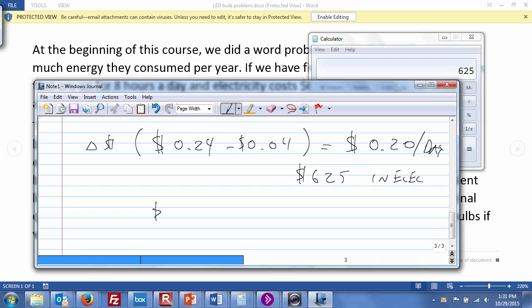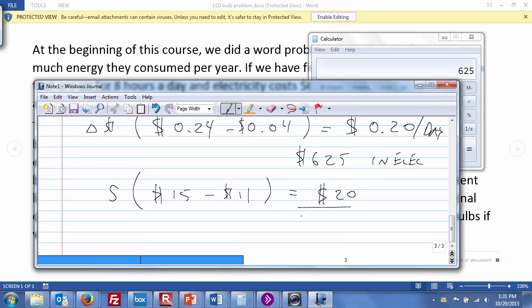So we're looking at 15 minus 11 times 5 equals $20, plus your 625, so $645 total. Yep. Okay. Nice.